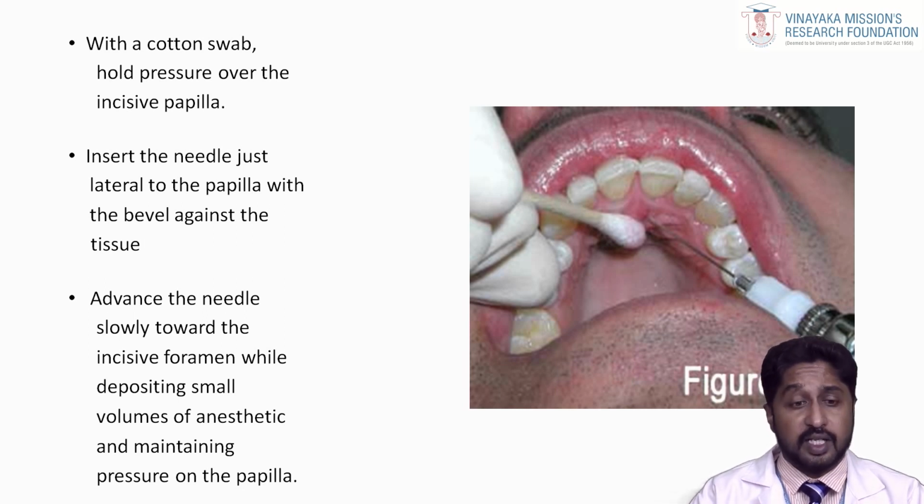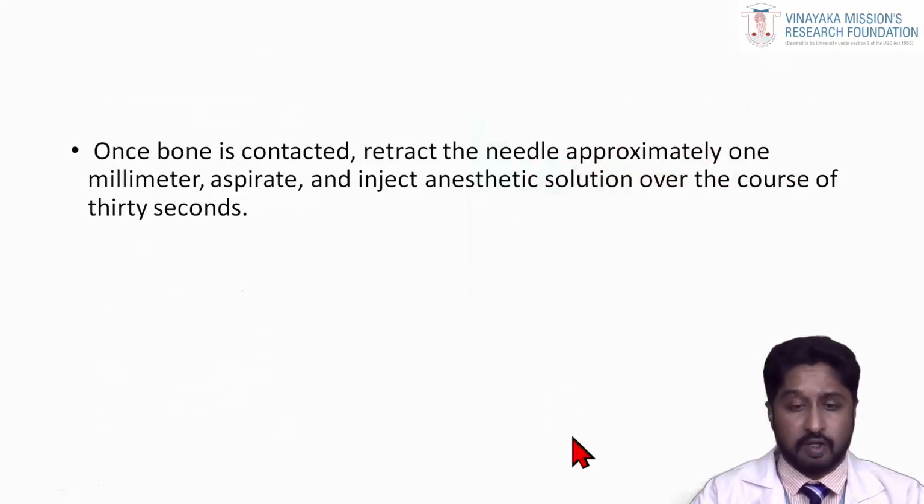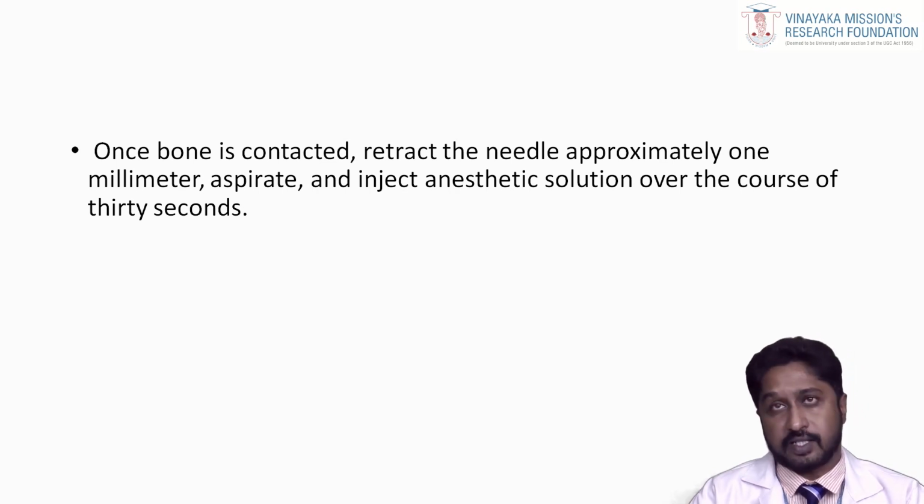Insert the needle just lateral to the papilla with the bevel against the tissue. Here the bevel should be against the tissue. Advance the needle slowly towards the incisive foramen while depositing a small volume of anesthetic solution and maintaining pressure on the papilla. Once the bone is contacted, retract the needle approximately 1 millimeter, aspirate, and inject the anesthetic solution over the course of 30 seconds. So in 30 seconds you have to anesthetize.